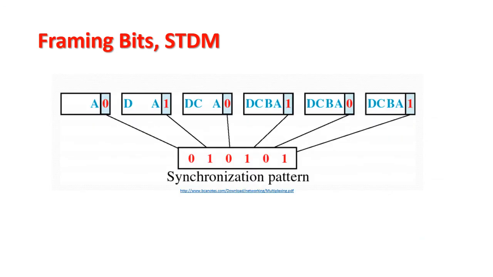Framing bits for the synchronous time division multiplexing technique. We have a synchronization pattern. So in every frame, a bit is added just to indicate that this is the start of the frame. So first we have 1, and then for the second frame we have bit 0, for the third frame again bit 1, and then for the fourth frame bit 0, and so on. This is the synchronization pattern. This is just to tell the multiplexer that a new frame has arrived.